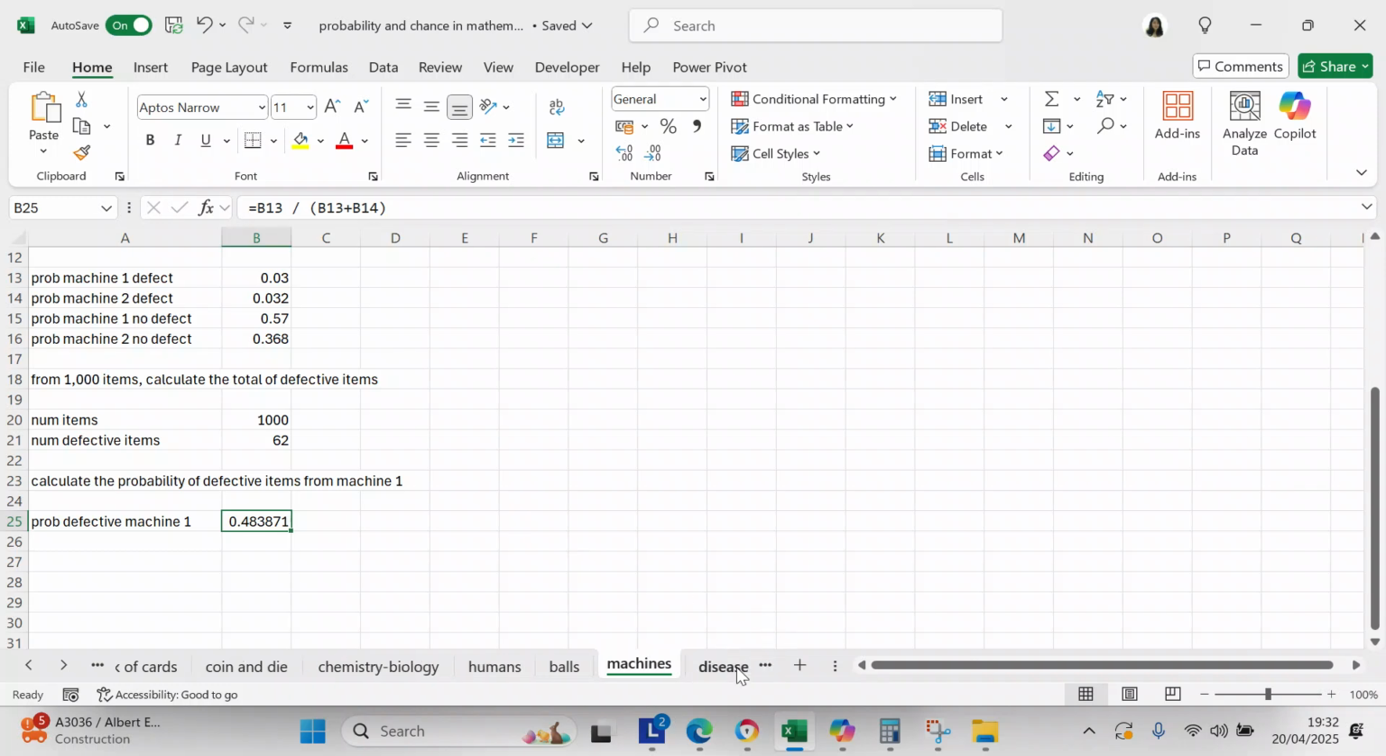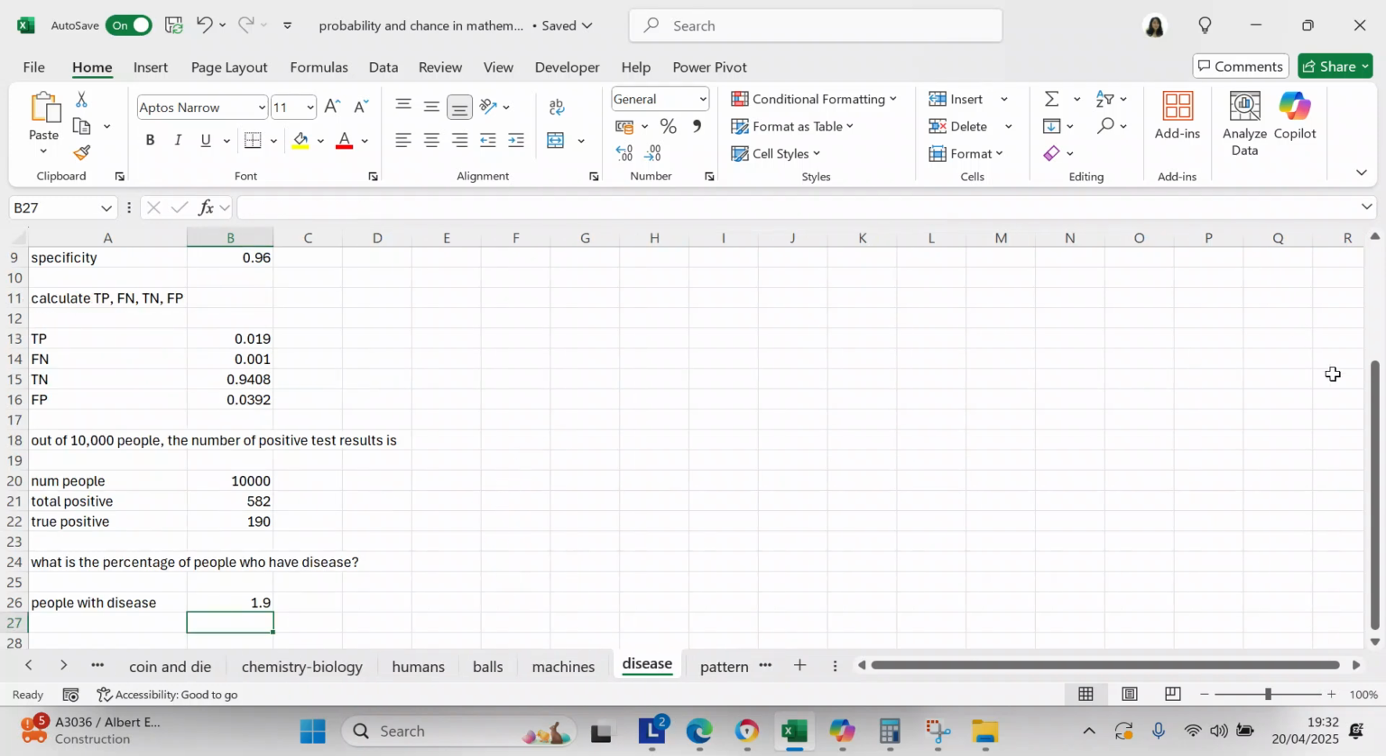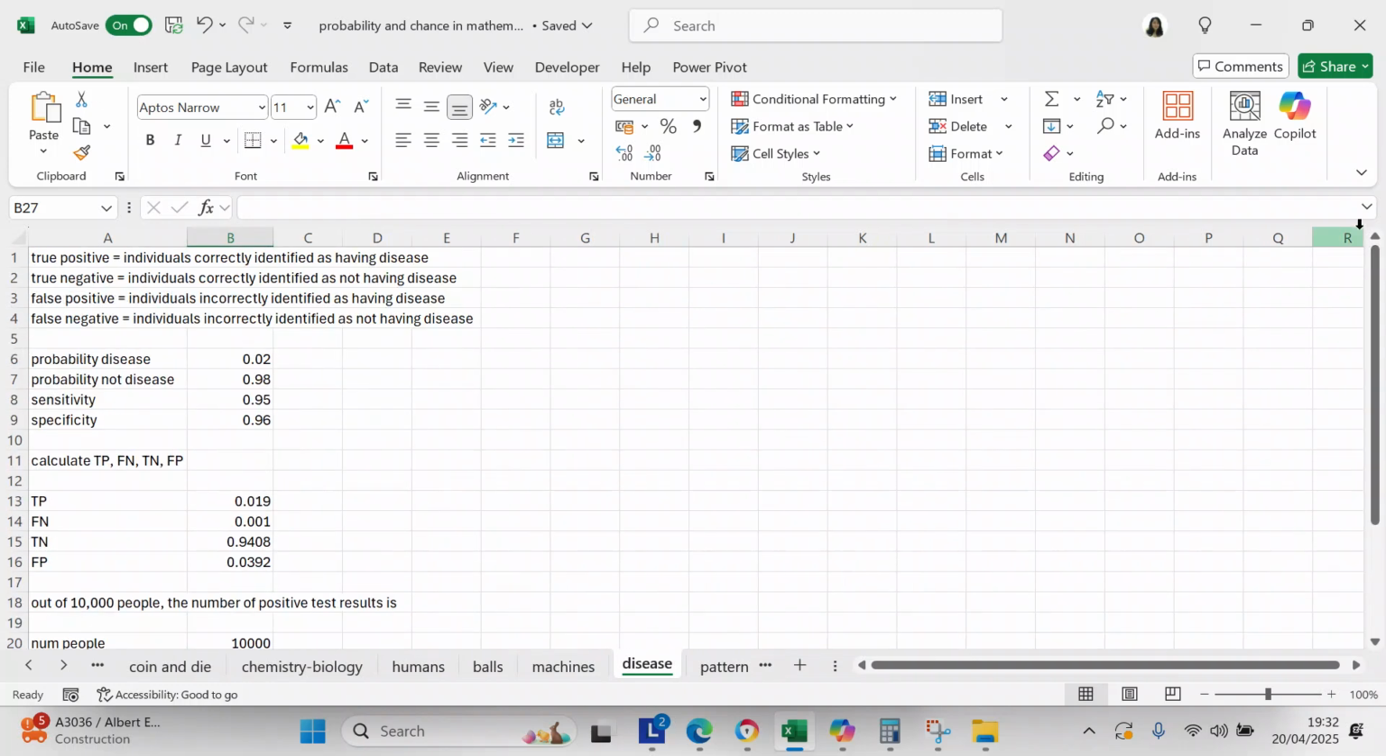Now we have a question about disease. So what we're going to have is a true positive is individuals correctly identified as having disease. True negative is individuals correctly identified as not having disease. False positive is individuals incorrectly identified as having disease. False negative is individuals incorrectly identified as not having disease.